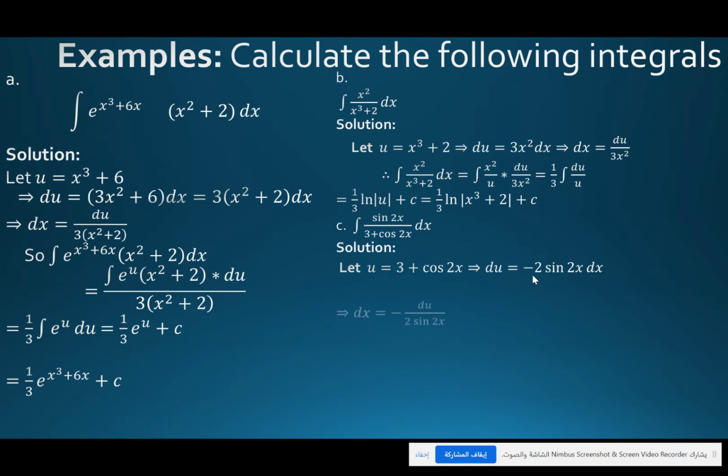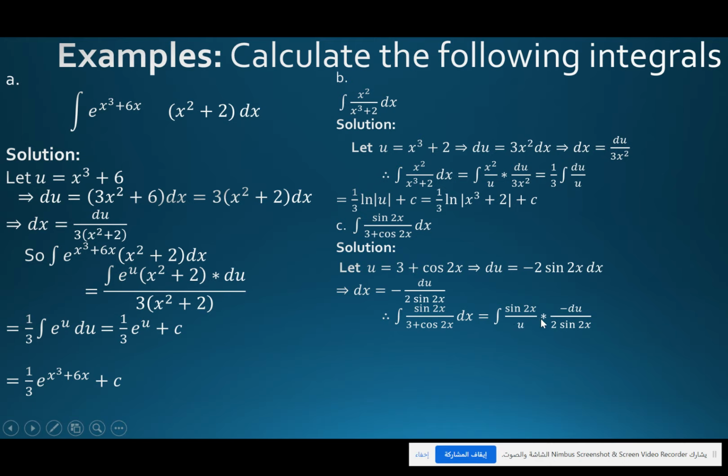dx. Make dx the subject, which is du over negative 2 sine 2x. Whatever, you can write the negative in front, up, or down, it works. Now you're going to substitute in the integration. Exactly like that, sine 2x we didn't consider from the beginning, so keep it as it is, all over the denominator, which we consider u. So let's write u down.